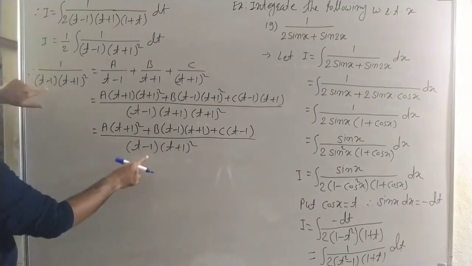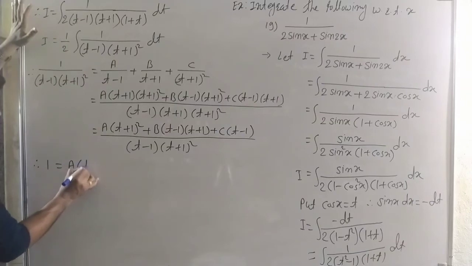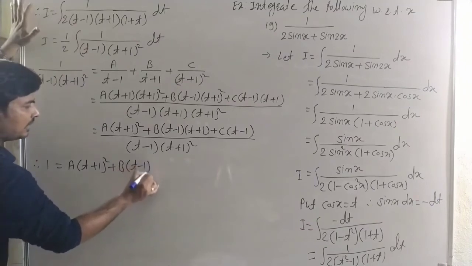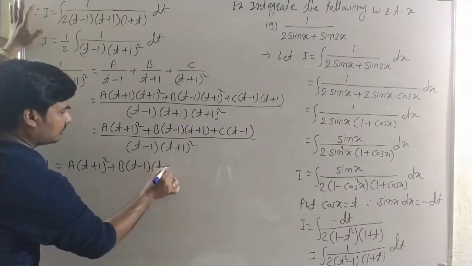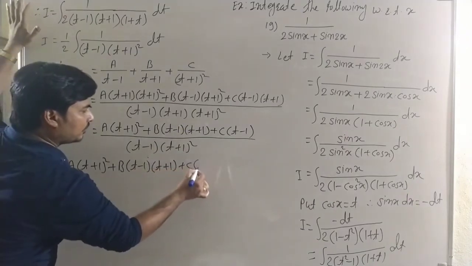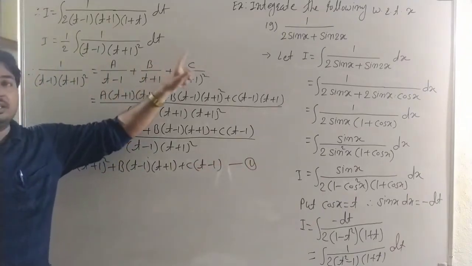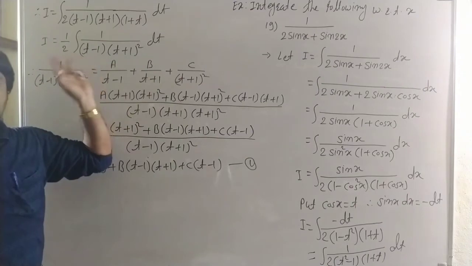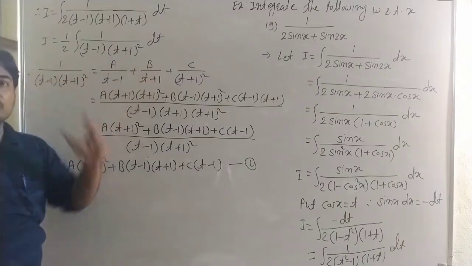Now the LHS and RHS denominators are the same, so the numerators are the same. Therefore we can write 1 is equal to a into t plus 1 whole square plus b into t minus 1 t plus 1, and plus c into t minus 1. It is equation number 1. Now we find the values of a, b and c. The denominator contains 3 linear factors, but 2 are repeated. So to find the values, we put t minus 1 equal to 0 and t plus 1 equal to 0.